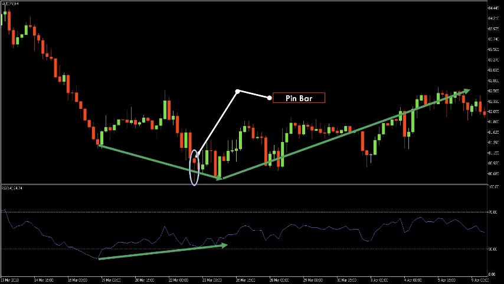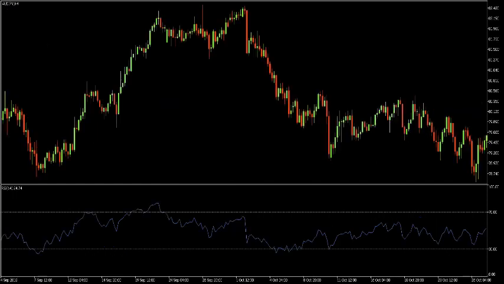We can use other candlestick patterns in combination with the divergence strategy, such as the engulfing bar, the inside bar, the doji, and so on. We can move on to more advanced techniques, using divergence with price action combined with the trend line.